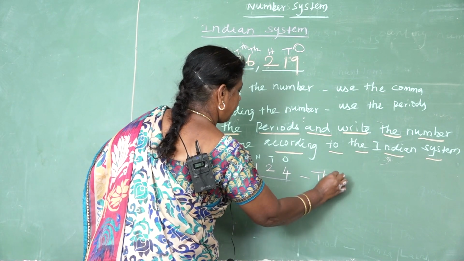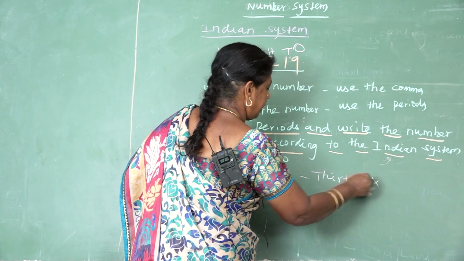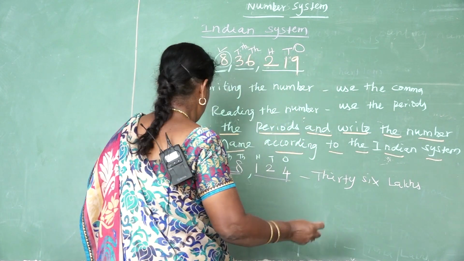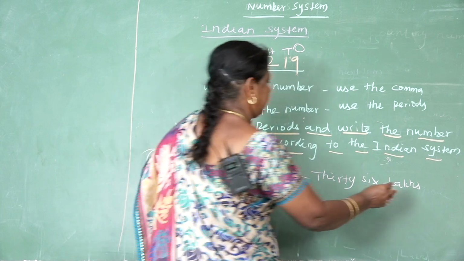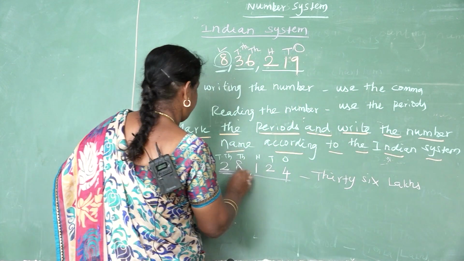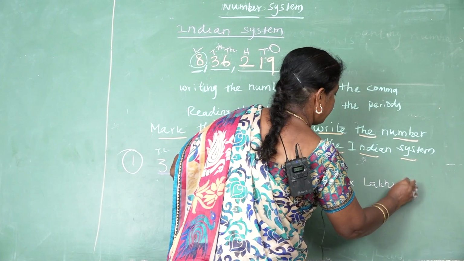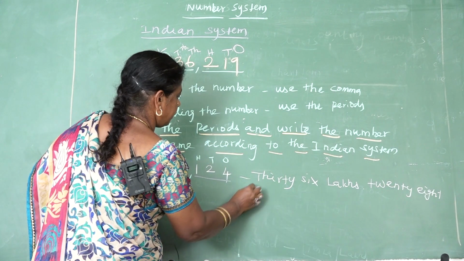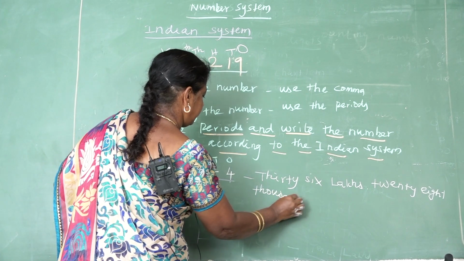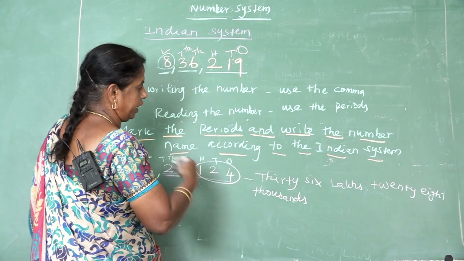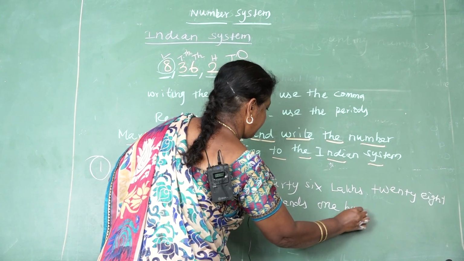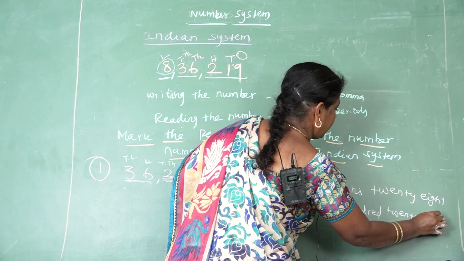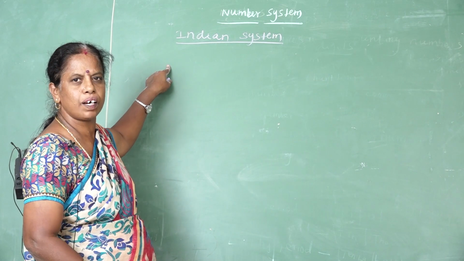So, say 36 for the word: THIRTY-SIX lakhs. Next, how much of these? 28 thousands. And how much of these? 124. Next, shall we see another example?